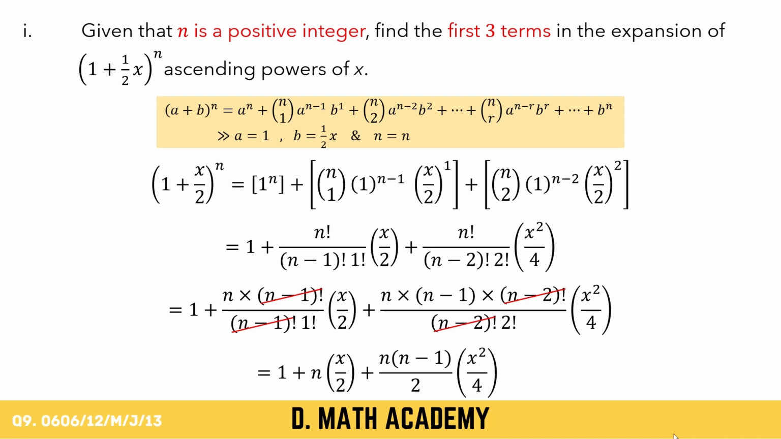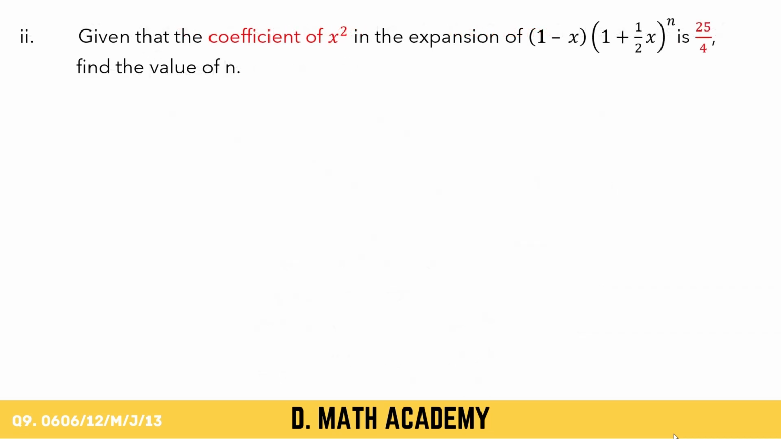1 factorial is actually 1, so I didn't list it over there. And our n times n minus 1 divided by 2 factorial. 2 factorial results will be 2, multiplied with x squared over 4. So that's the full details of these first 3 terms. So incorporate the results that we've gotten earlier. They are looking for a coefficient of x squared, and it is 25 over 4.